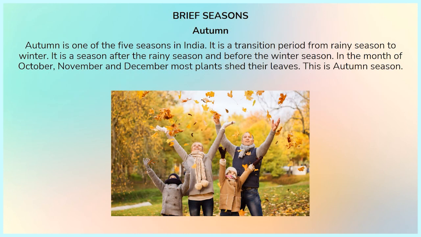Brief seasons. Autumn. Autumn is one of the 5 seasons in India. It is a transition period from rainy season to winter. It is a season after the rainy season and before the winter season. In the months of October, November and December, most plants shed their leaves. This is autumn season.